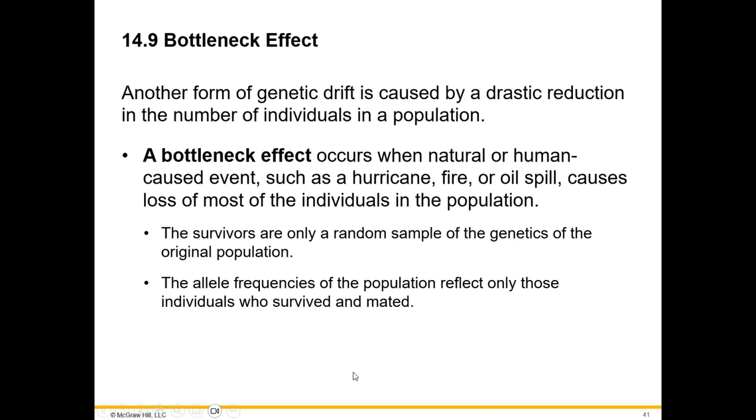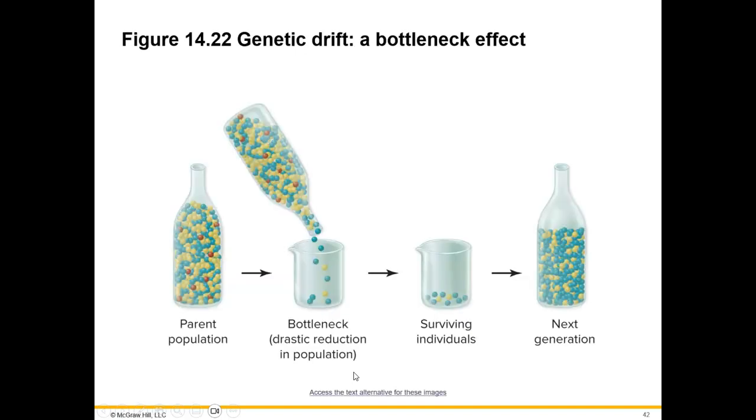And that means we're going to have a random sample of the genetics for that population that's going to continue to be passed on. The allele frequencies of the population are going to reflect only those individuals who are able to survive and go on to mate. So here we can see what the parent population looks like. If you could imagine, these are the genes that they are carrying. When we have a catastrophic event and all of these members of that population die, we're left with a random sample of the surviving individuals and therefore a random sample of the genetic information that can be passed on. So then our next generation ends up being modified from what the original population's genetic makeup was. And this is the bottleneck effect.